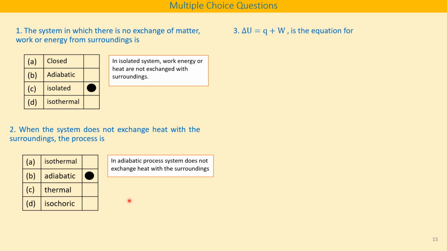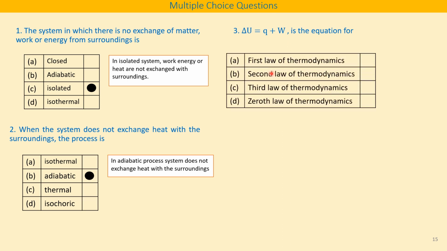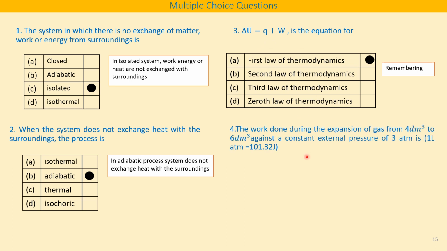Please mark it. Delta U is equal to Q plus W is the equation for, you have to identify, four options are given: first law of thermodynamics, second law, third law and zeroth law of thermodynamics. You have to mark the correct answer. The correct answer is first law of thermodynamics. This is the equation for the first law of thermodynamics.